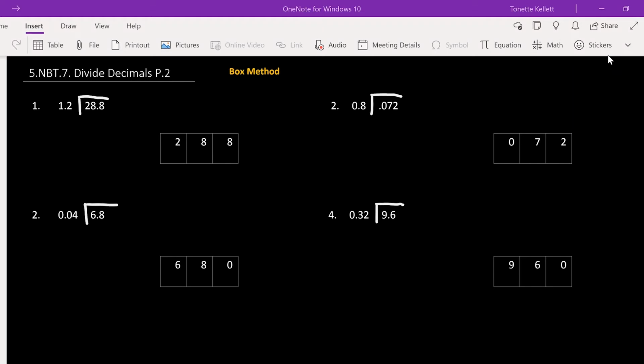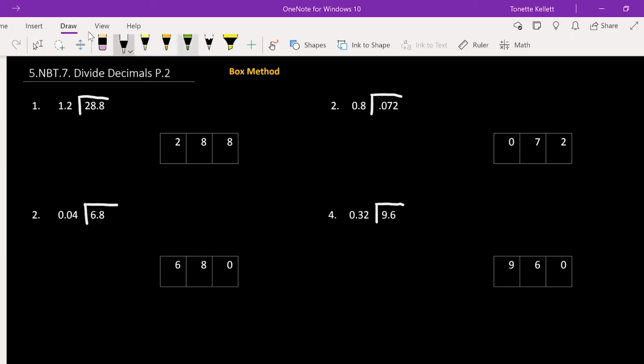This is 5.NBT.7 Divide Decimals Part 2. This is the box method that we learned how to do with long division when we were dividing whole numbers. Today we are dividing decimals. We're going to learn how to divide decimals using the box method.